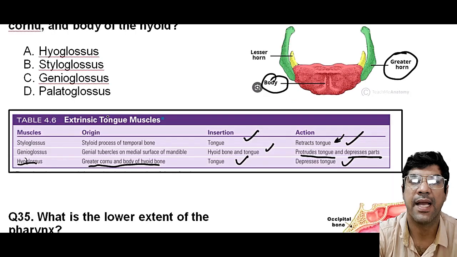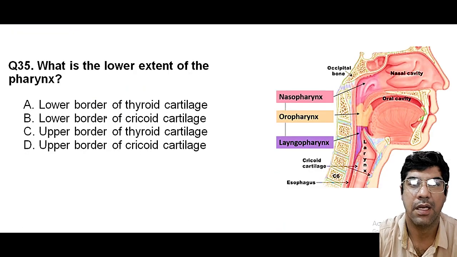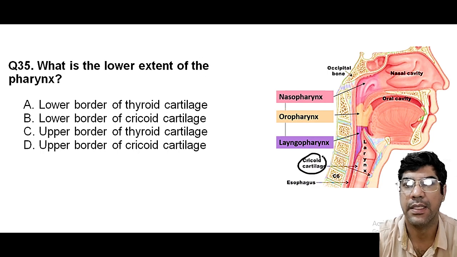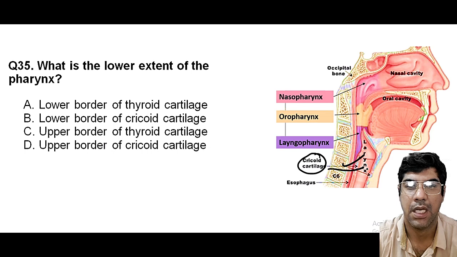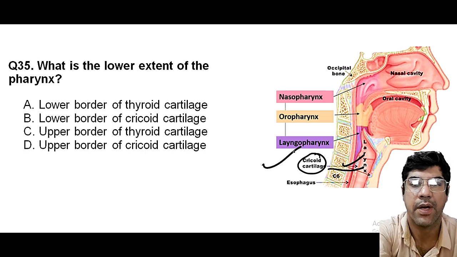What is the lower extent of the pharynx? Well, the answer is lower border of the cricoid cartilage. The cricoid cartilage is a ring-shaped cartilage located at the lower border of the larynx, and it marks the lower extent of the pharynx. So that is your correct answer.